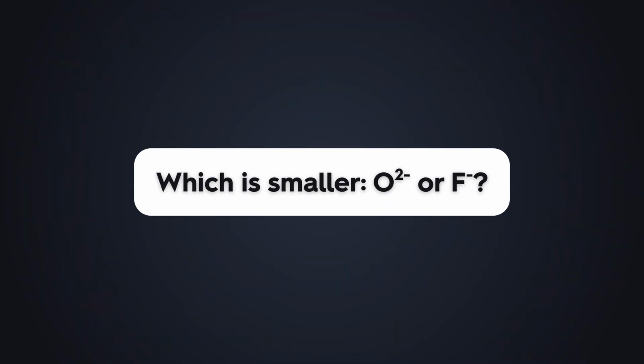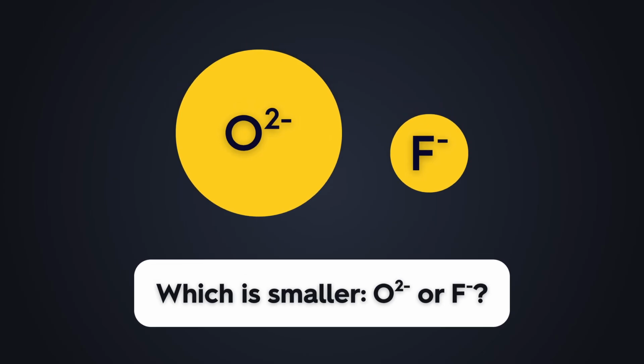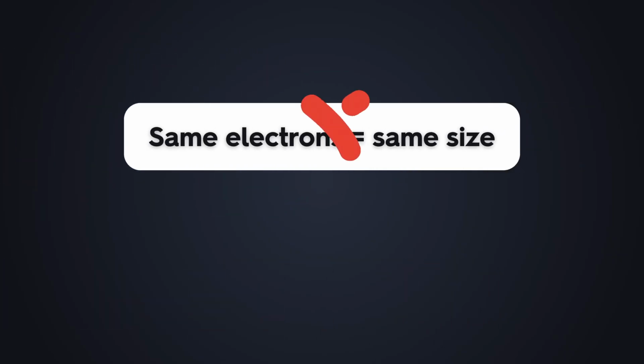For example, oxide anion or O2- and fluoride anion or F- are isoelectronic. But fluorine has more protons, so the fluoride anion is smaller. A common mistake is assuming equal electrons means equal size.